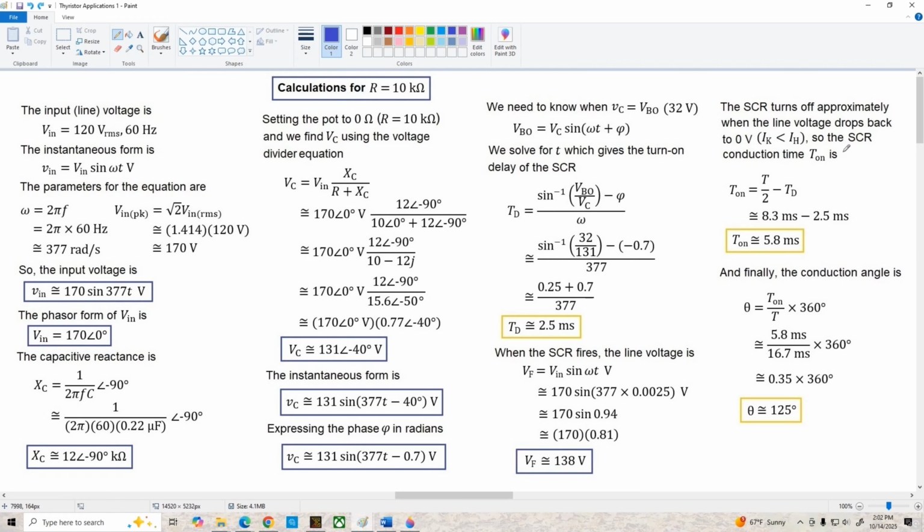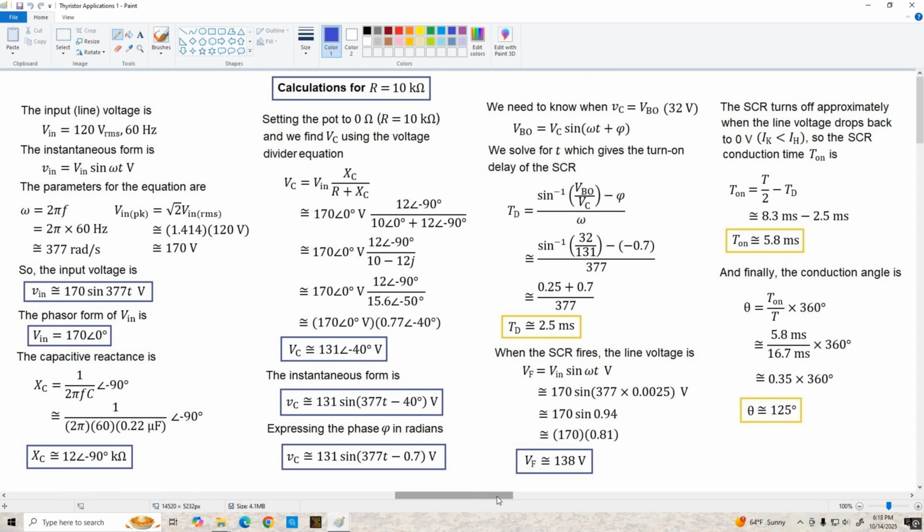So the conduction time, we're calling that T on of the SCR, is T, the period of the AC line, divided by 2 minus the time delay. So that gives us about 5.8 milliseconds of on time per cycle of the AC line. Then we can convert this time interval into degrees by applying this formula, and that works out to give us a conduction angle of about 125 degrees.